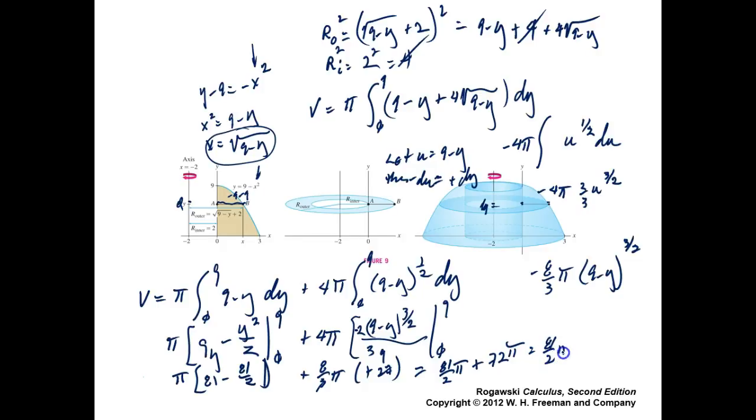Okay. And this would be 81 halves pi plus 144 halves pi. So that would be 225 halves pi. Is that right? Oh, look at that. I got it right. Okay. A bit on the messy side, right? But doable. Lots of little things there.